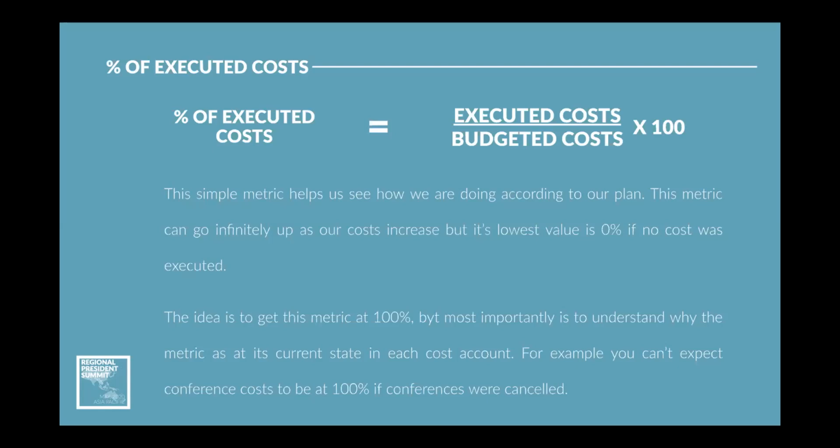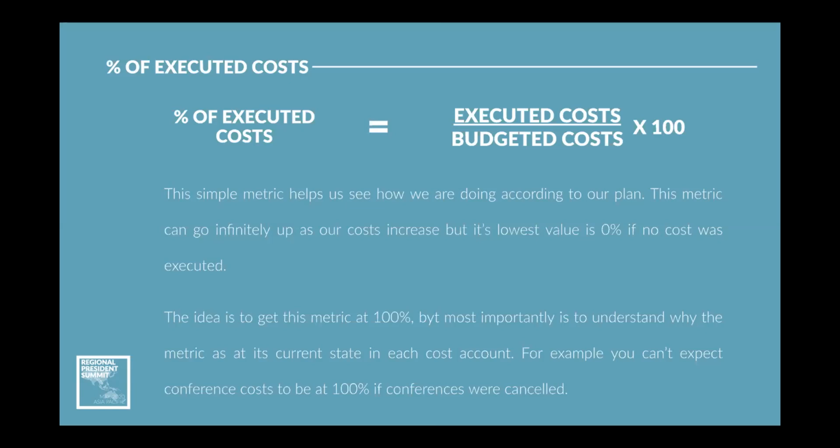Now, what is a characteristic of this metric? The lowest value that it can have is 0, but it can have an infinitely high value, right? So if you were planning with $10 and you spent 1,000, then you're going to have a very high number there, right? And the idea is to always get this metric at 100%, but most importantly to understand why this metric is at the state that it is.